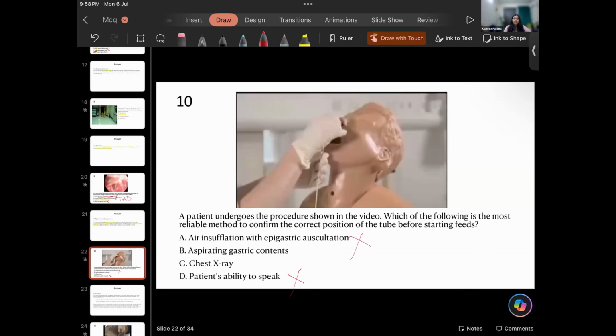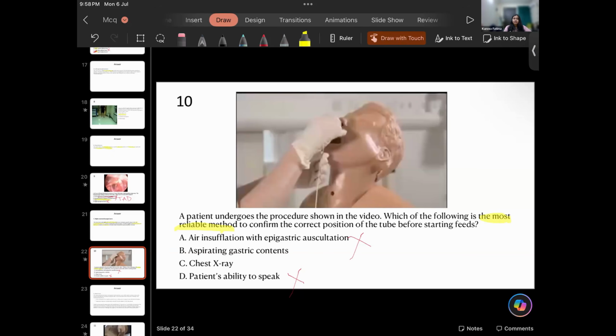most reliable technique. The question has asked about the most reliable technique. The most commonly used is this only that we do in our clinical practice. But this is not the most reliable method. Aspirating the gastric contents? No. How can the aspiration of the gastric content be the most reliable?